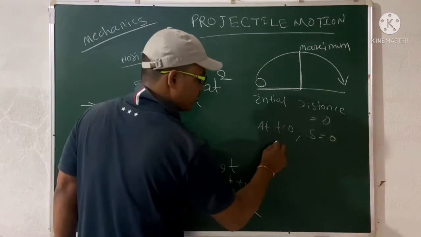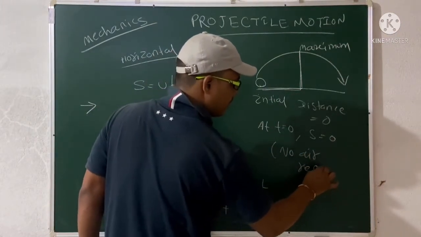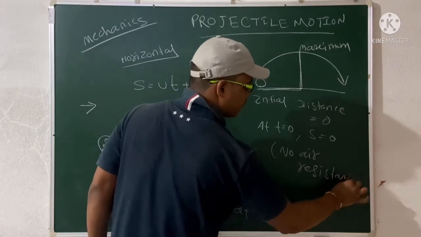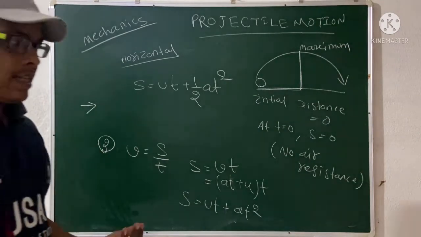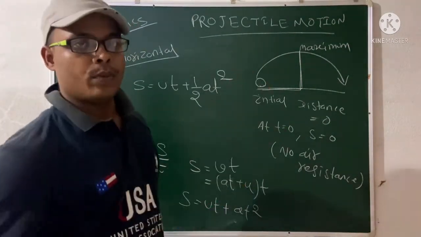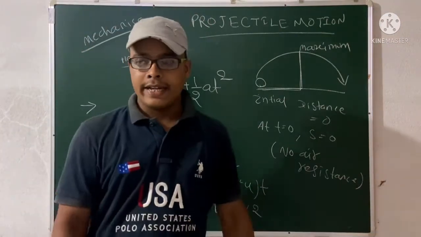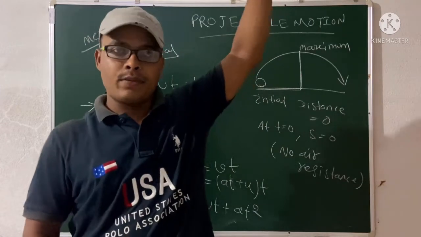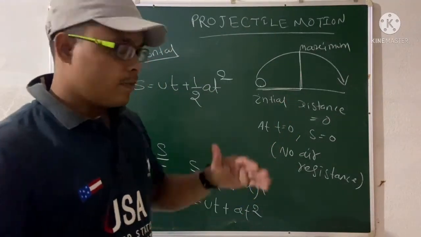We are discussing projectile motion where there is no air resistance. And what is air resistance? Suppose a body is moving upward. If you throw it with a greater velocity, then it will go to a maximum height. If you throw it with a lower velocity, then it will go to a lower height.